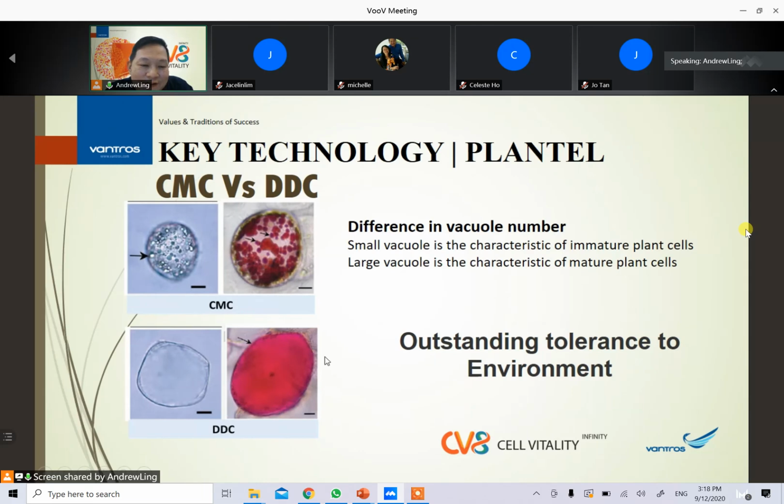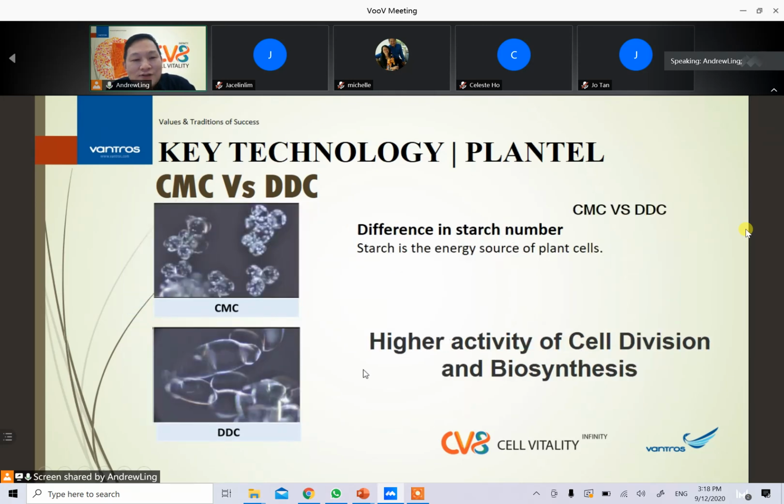Okay, that is why you can see it is completely different. You can see the whole plant, the vascular is very big. That is why it has a very poor tolerance to environmental stress. CMC is a far better stem cell, and of course there are other differences as well.